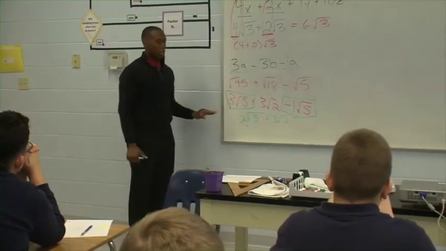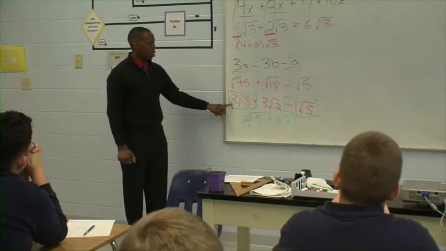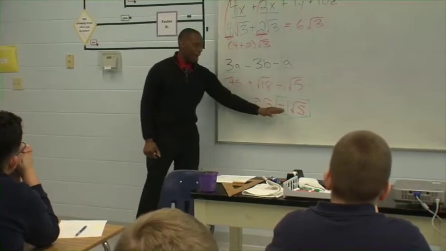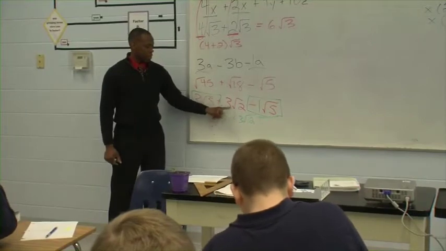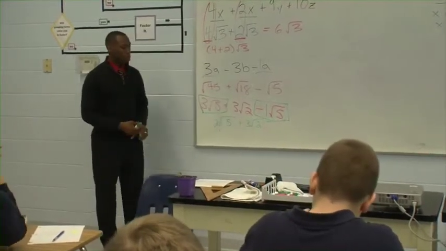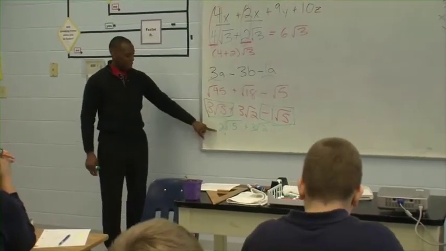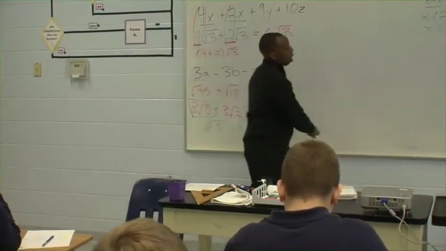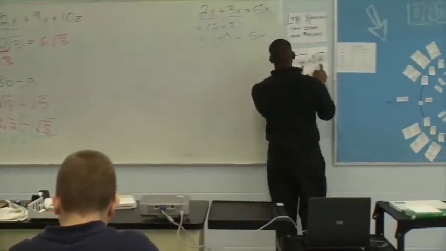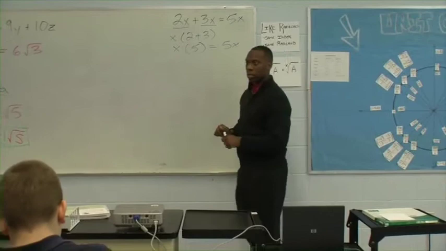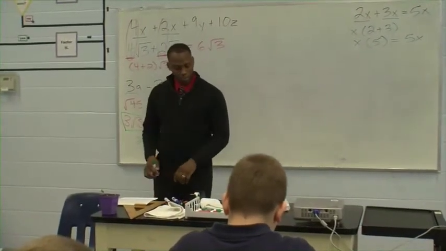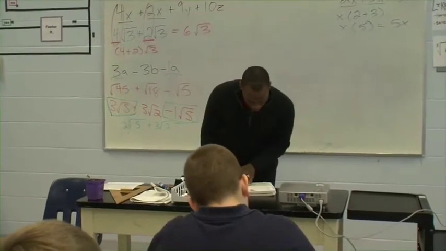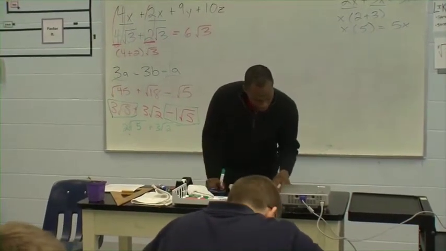George didn't miss anything here, but he did combine them correctly. The 3 times the square root of 5 minus 1 gives us 2 square root 5. And then that leaves us with 3 times the square root of 2. Notice we cannot combine these because our radicands are different. Okay, they have the same index, but the radicands are different. Does that make sense? Okay, let's keep moving forward then.